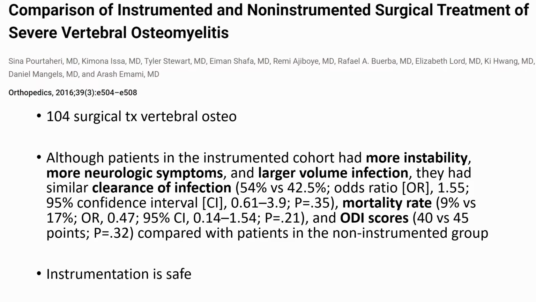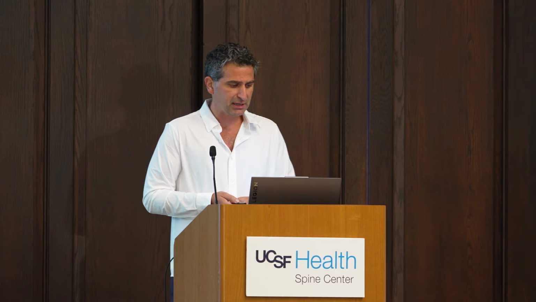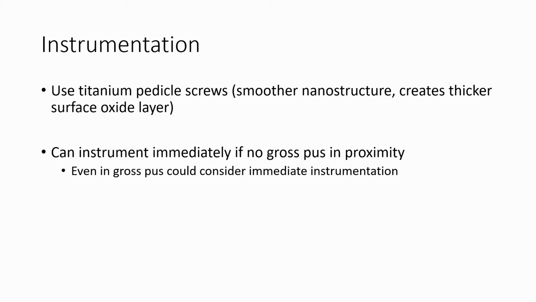at instrumentation, is it safe? So these cases that we use instrumentation preoperatively, they more likely had instability or neurologic compromise, and they had a larger burden of infection in terms of MRI and CT scan of how much area of infection there is. So these are worse infections. However, the clearance of the infection and their mortality and ODIs were identical to the patients that didn't require instrumentation. So instrumentation is safe to do, and you should consider it when you have instability.